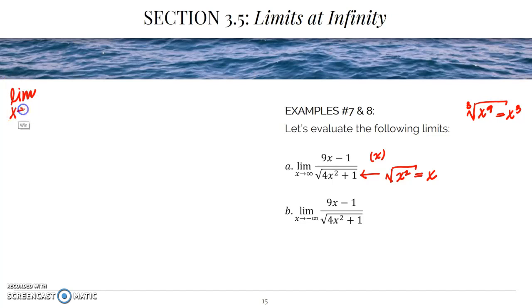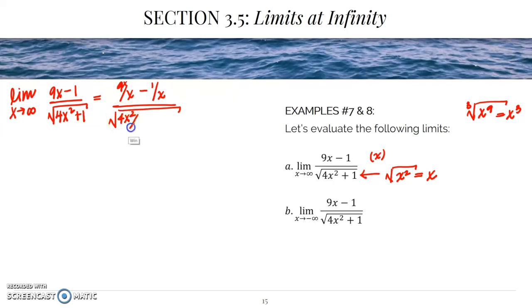If I start off with the first one, going to positive infinity of 9x minus 1 over the square root of 4x squared plus 1, I'm going to go up top and divide each term by that highest exponent. So by x, 9x over x, minus 1 over x. Then down in my denominator, I'm not going to be dividing by x because I want to keep everything in the square root. So I'm instead going to divide everything by x squared because that's really the same thing as dividing by an x outside of a square root.